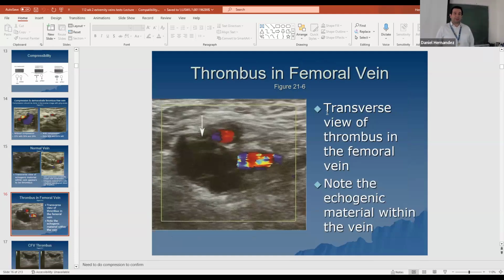Versus a patient that actually does have a thrombus in the vessel. Same thing, now we're in the common femoral vein. You can see a large, dilated common femoral vein. We see our intraluminal echoes again, but these look a little more spongy in nature. We've got some mixed echogenicities within it, some little echogenic areas, and more hypoechoic or anechoic areas.